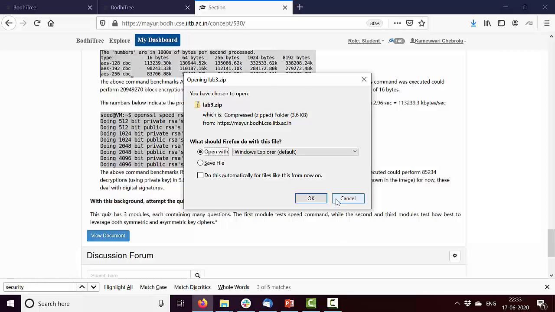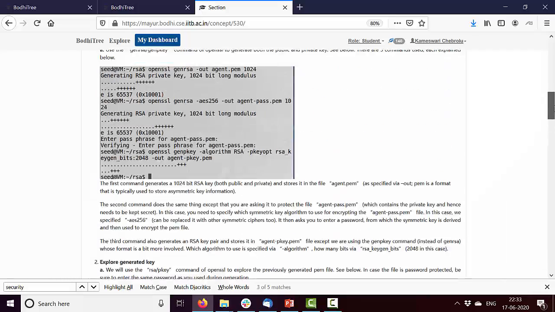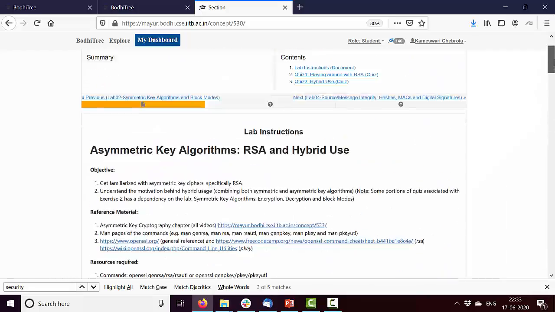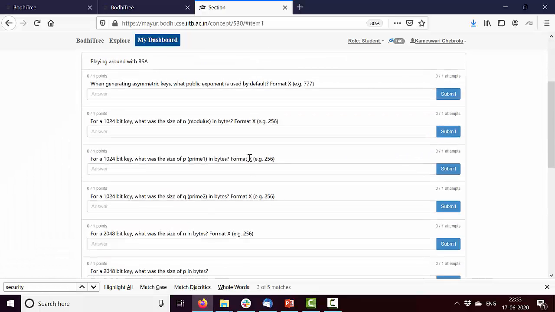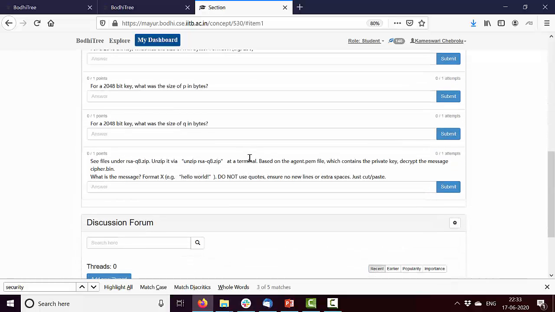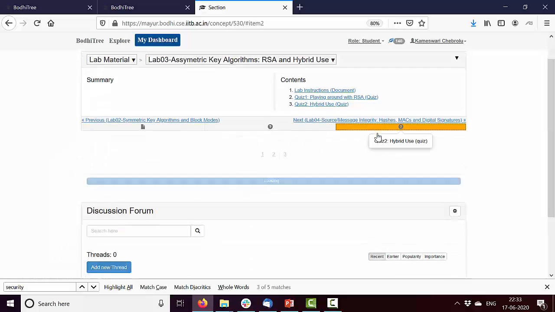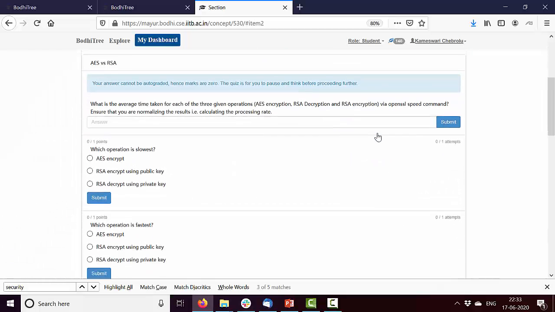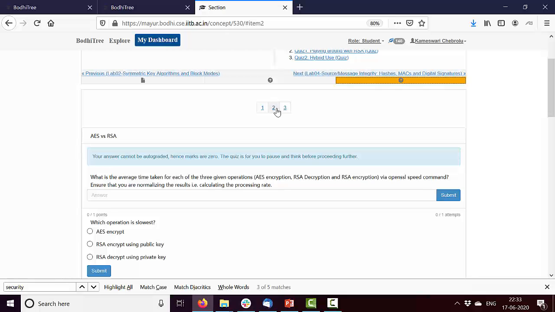So the student is going to read these instructions, download the zip files, and outside of Bodhitree on their laptop, they are going to perform this activity. And finally, when they are ready, they will come and answer these questions. So let's see some of these questions as well. There are a lot of these questions. These are all fill in the blank questions. It can be multiple choice also. There are a lot of questions they need to answer based on exercise 1. Similarly, exercise 2 also has some multiple choice questions. In fact, it has quite a few questions.